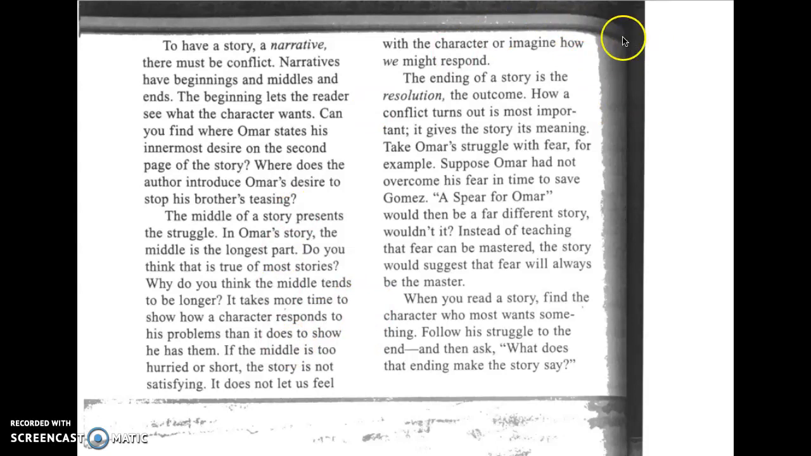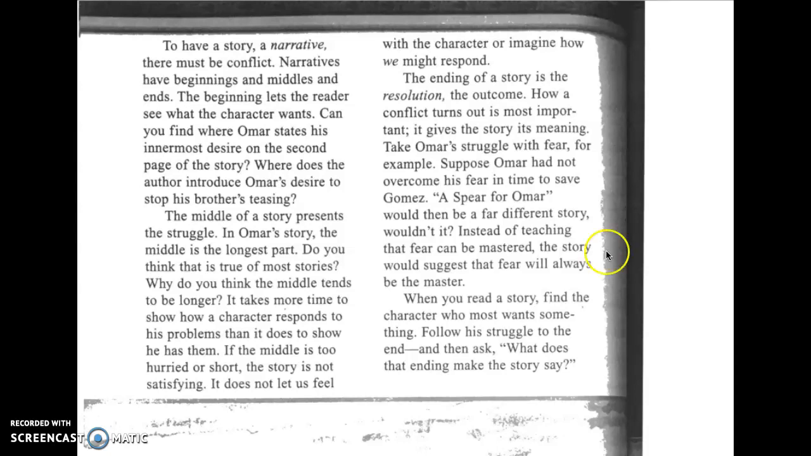The ending of a story is the resolution, the outcome, so what happens at the end. How a conflict turns out is most important. It gives the story its meaning. Take Omar's struggle with fear, for example. Suppose that Omar had not overcome his fear in time to save Gomez. A Spear for Omar would then be a far different story, wouldn't it? Instead of teaching that fear can be mastered, the story would just suggest that fear will always be the master.